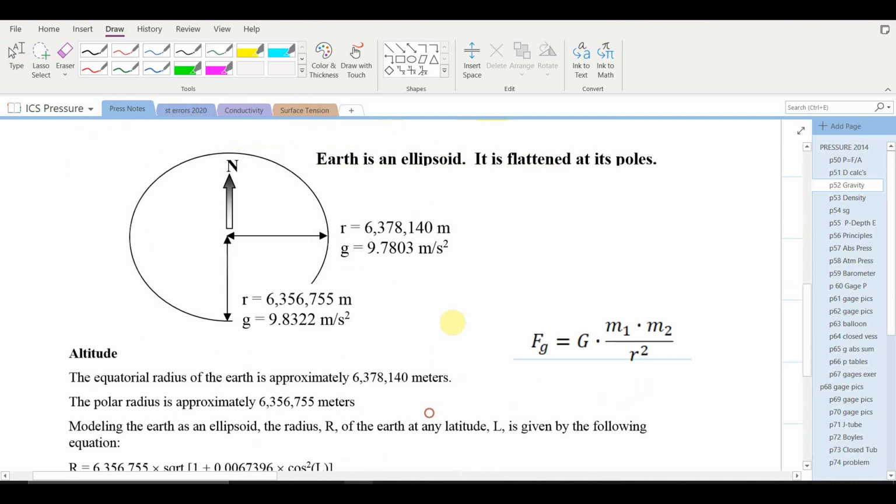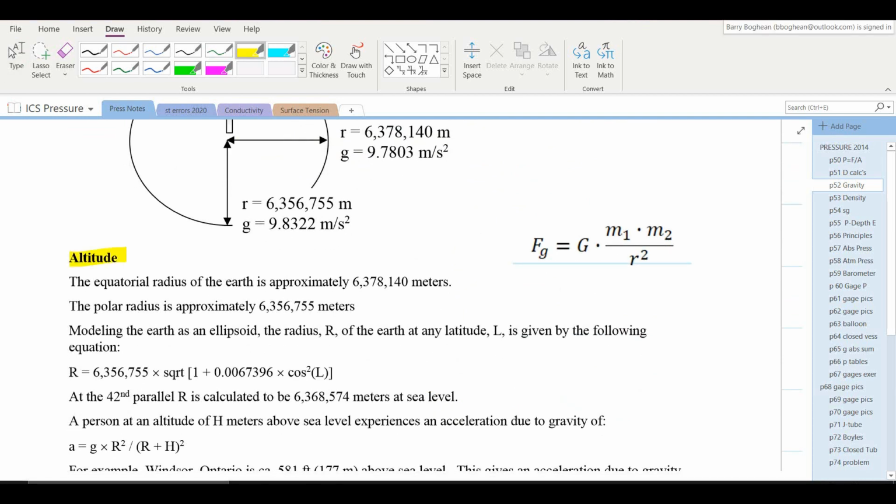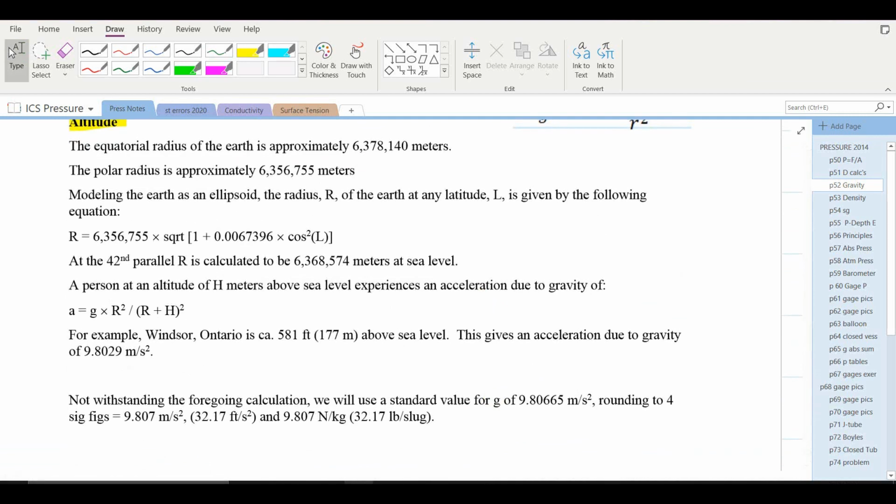What about altitude? The greater the distance between two objects, the less the force of gravitational attraction between them. So objects that are at higher altitudes above sea level will experience less force of gravity than objects at sea level. There's an equation for calculating acceleration due to gravity at various altitudes. Turns out at Windsor, Ontario, which is 581 feet or 177 meters above sea level, the acceleration due to gravity is calculated to be 9.8029 meters per second squared.